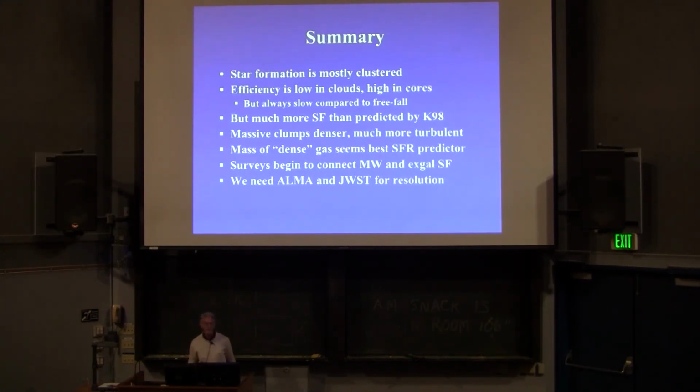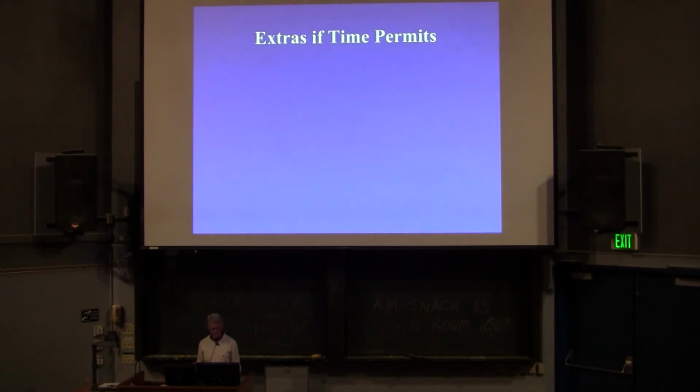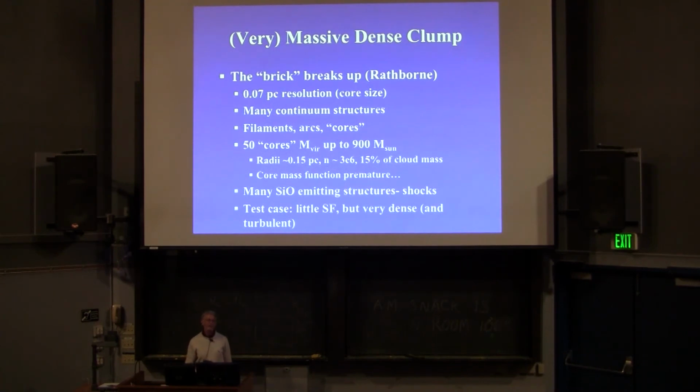So this is a summary. I had a couple of extra slides, which I think I have time for. So let me come back to the summary and just show you a region that I think is particularly interesting from this point of view. In the central molecular zone of the galaxy, there are some very massive, dense clumps. One of them is called the brick. And there's some observations, again, early stage ALMA observations of this region. But before I show you those, I want to set up what's going on. So let me zip to the next slide.